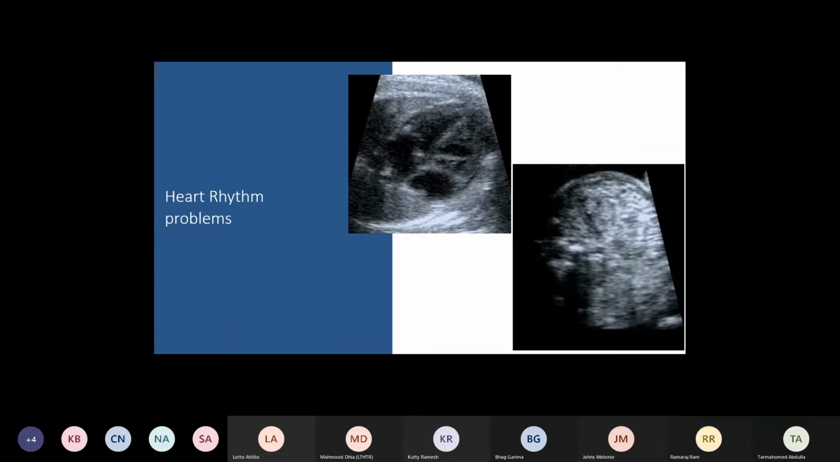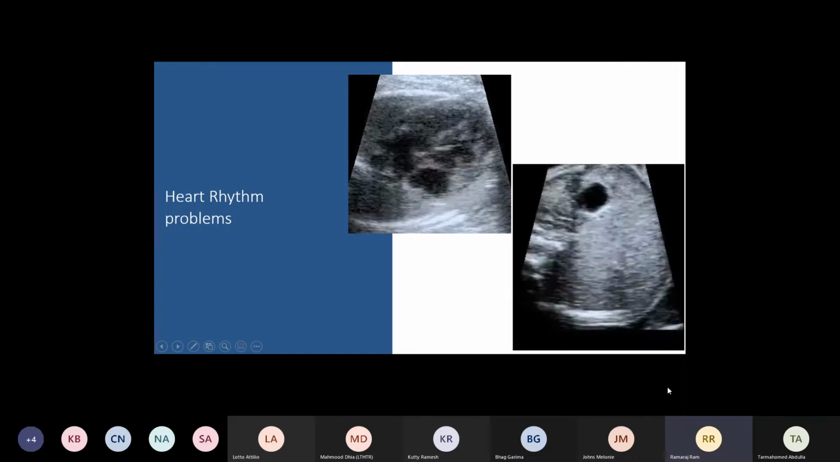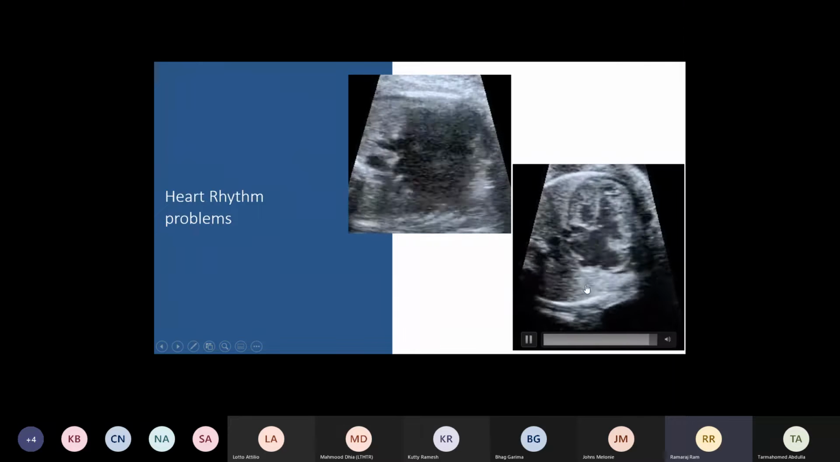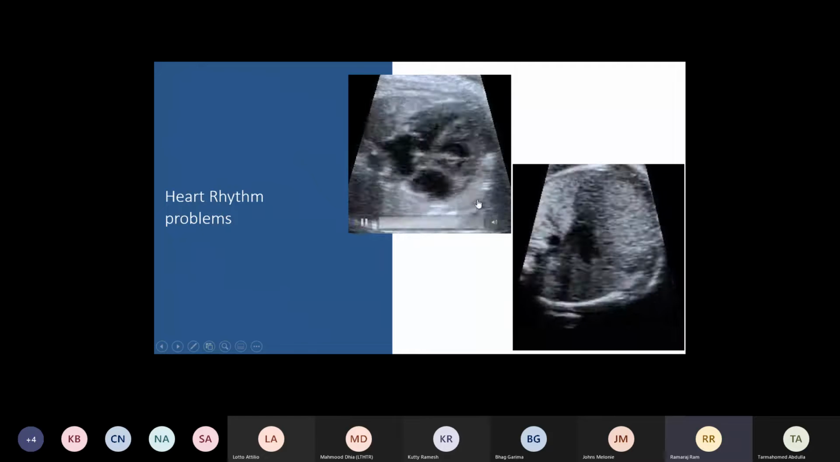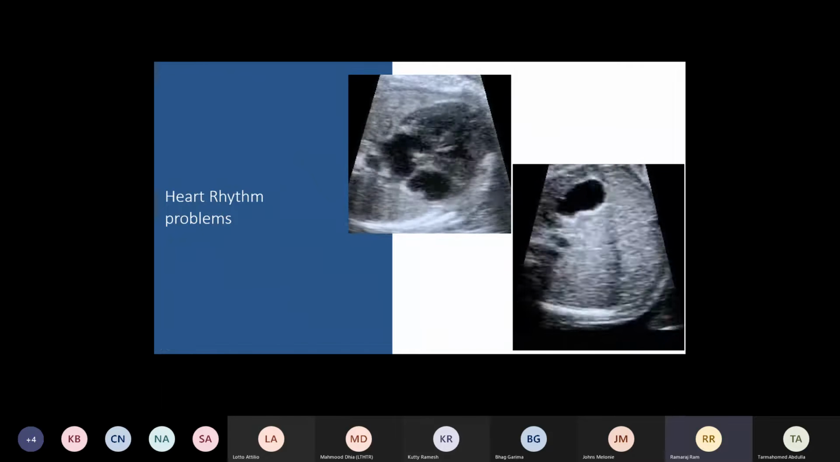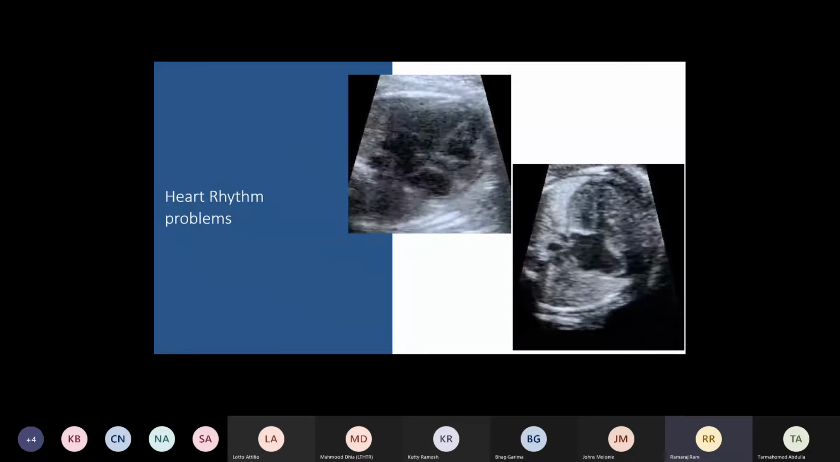Yeah. So just an example, I think you had a full topic on fetal rhythm problems. Again, it's an important finding that you get in four chamber abnormality. The top abnormality is the flutter SVT scenario, and the bottom is your complete heart block scenario.